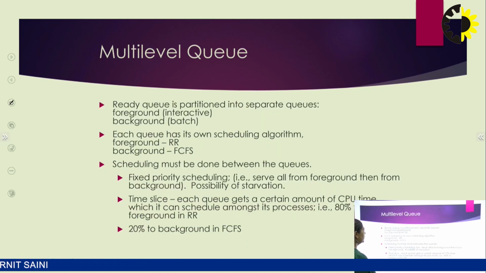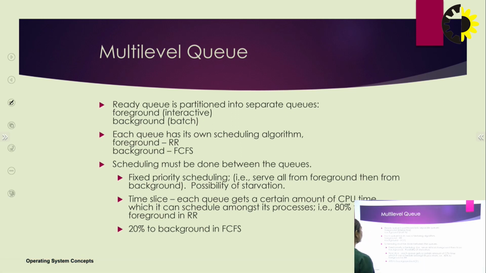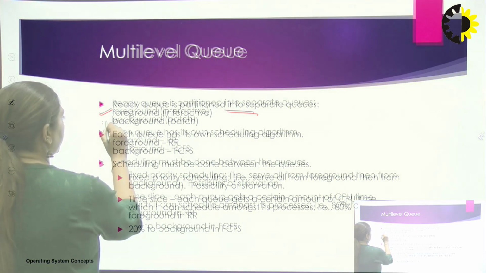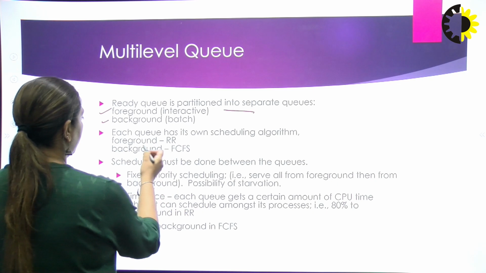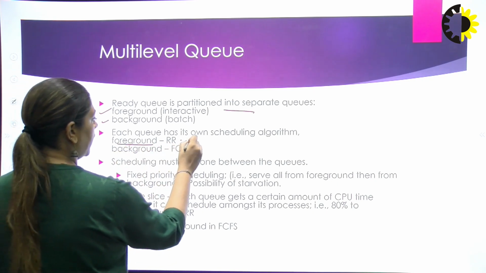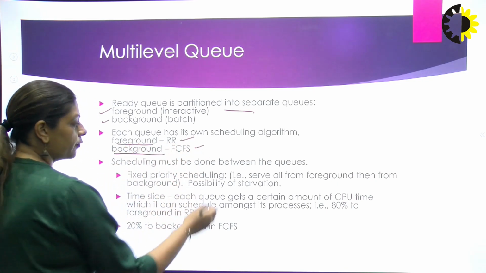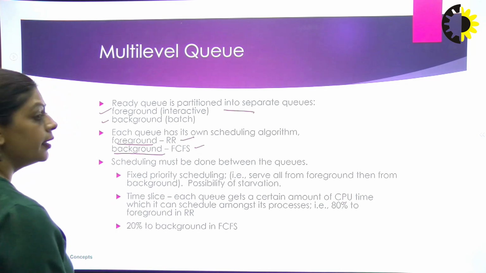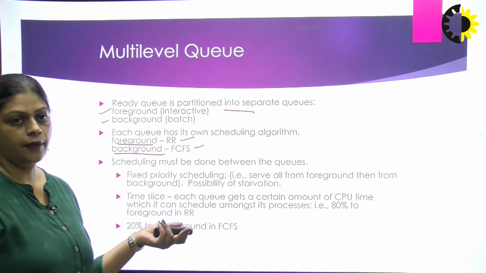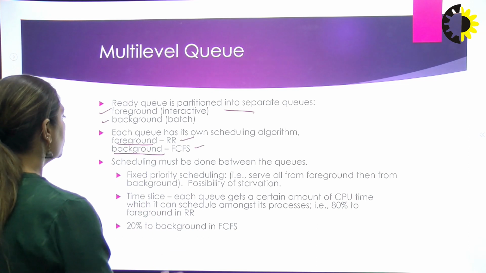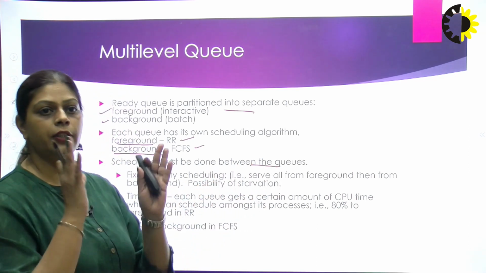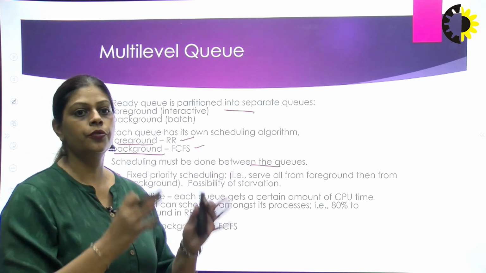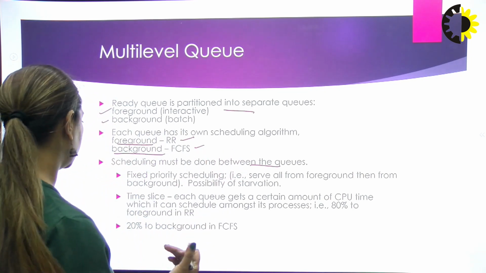Now multi-level queues, right? The ready queue can be partitioned into separate queues, such as foreground and background processes. Each queue has its own scheduling algorithm, like foreground processes will have round robin and background will have first come first served. This way, in multi-level queues, we can have various algorithms. Scheduling must be done between the queues. First the processes are scheduled within the queues, and each queue has its own algorithm.